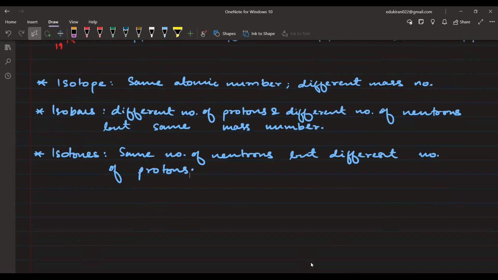Isodiphers, like when I read the definition when we were taught, I don't know why it even exists. What is isodiphers? It differs by 2 units in atomic number and 4 units in mass. It doesn't make any sense. And iso means it is same. Nothing is same there, right? Yes.